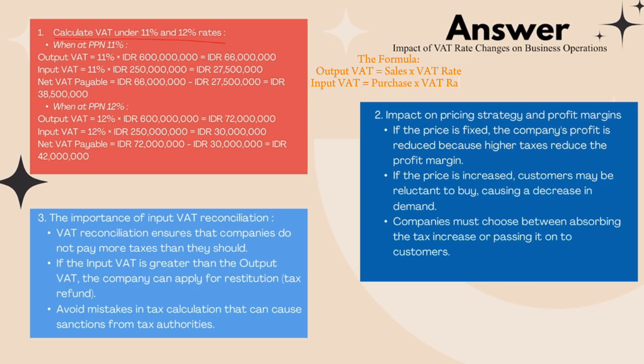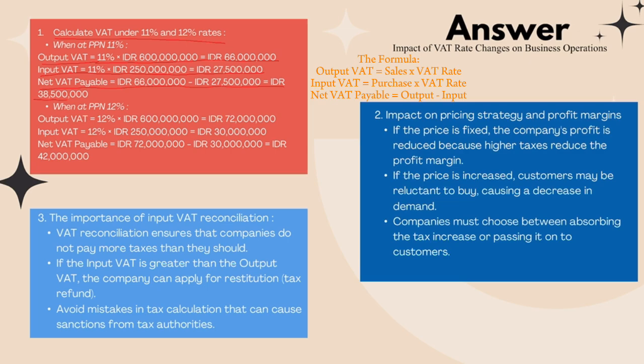The formula for net payable is output VAT minus input VAT. Let's make a simulation. When the VAT is 11%, for output VAT is 600 million times 11% equals 66 million. For input VAT is 250 million times 11% equals 27 million and 500 thousand. For net payable is 66 million minus 27 million and 500 thousand equals 38 million and 500 thousand.